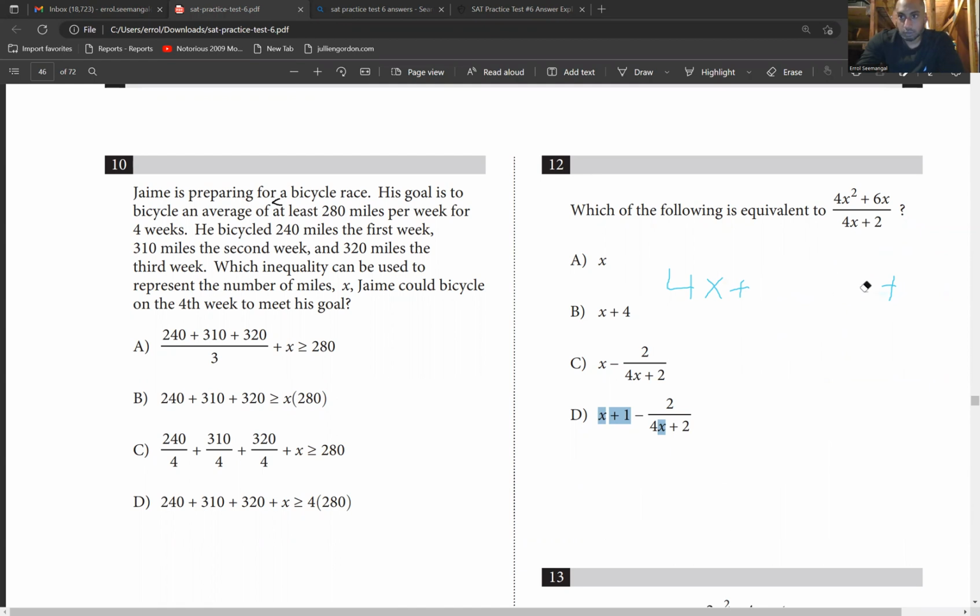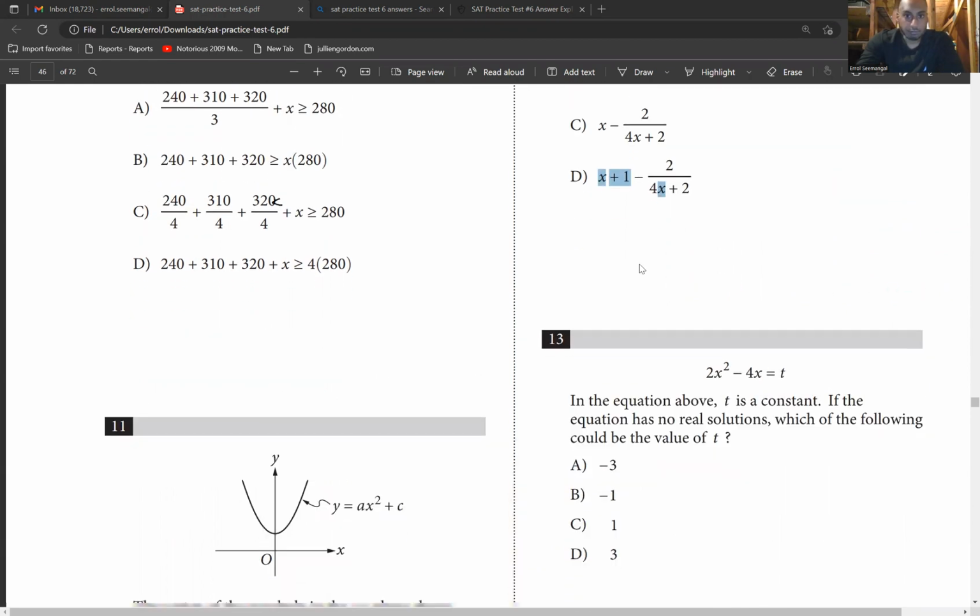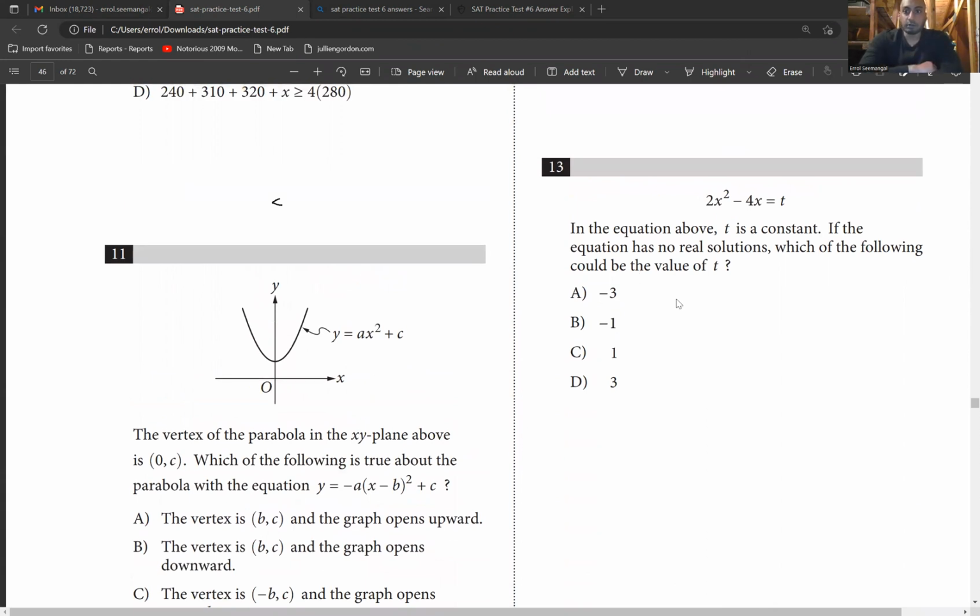All right, that's 12. 13. In the equation above, t is a constant. If the following equation has no real solutions, which of the following could be a value of t? So for that, okay, so just factor it. 2x squared minus 4x minus t equals 0.